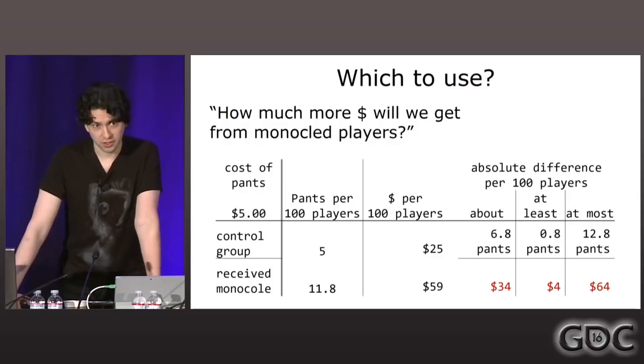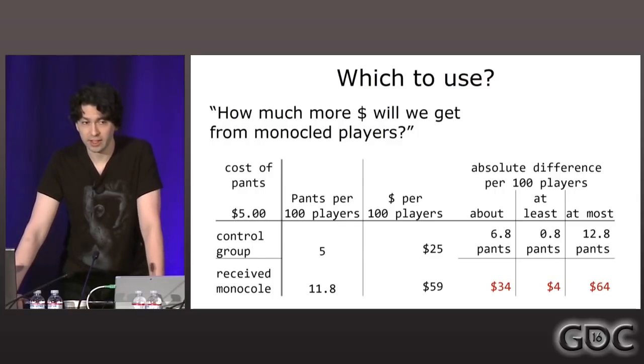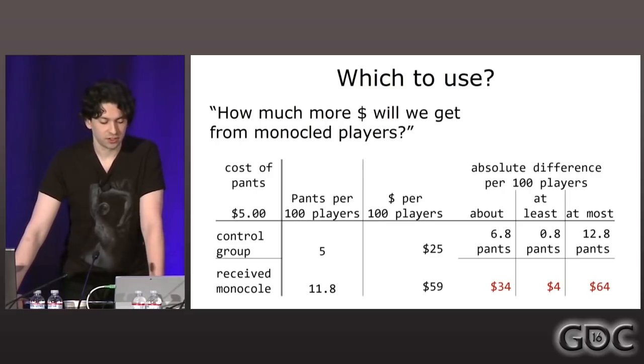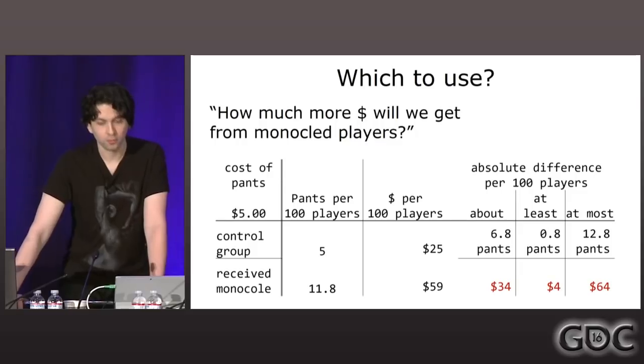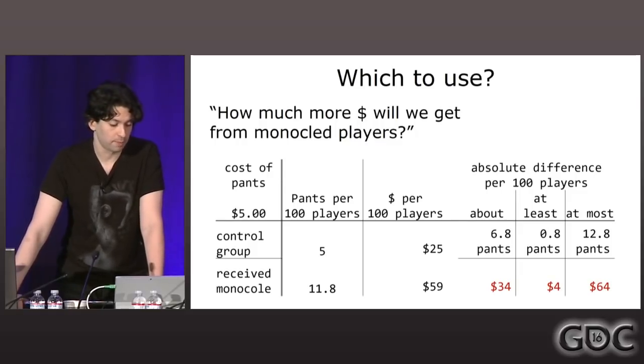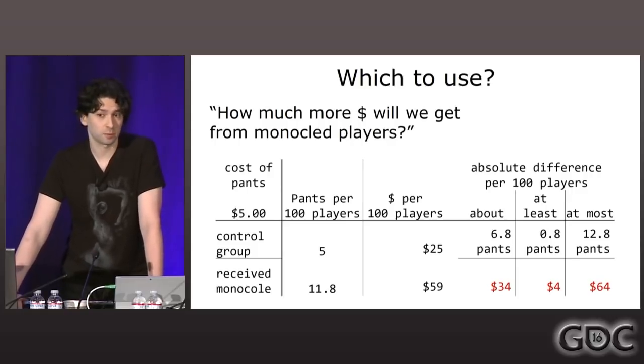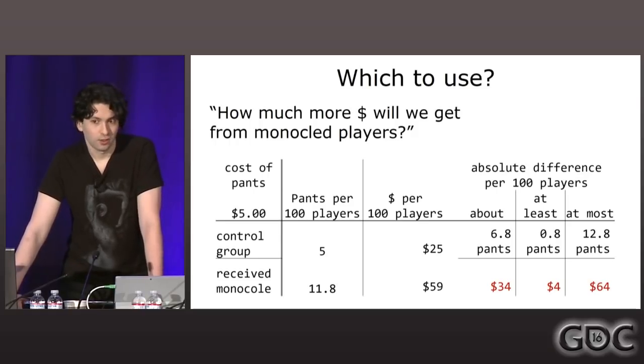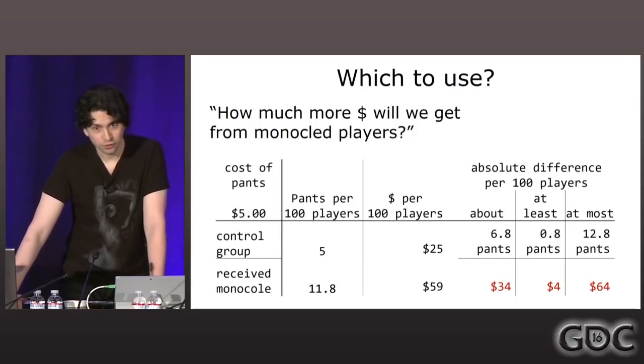Which test do we use in this scenario? Well, what question are we trying to answer? In this case, we're trying to answer how much more cash are we getting out of people by giving them the coupons. In this case, the absolute test is useful, right? 12 per 100 people in the experimental group buy pants, 5 in 100 people in the control group buy pants. So that's about $59 per 100 players in the experimental, $25 per 100 players in the control. So about a $34 difference. Or depending on that uncertainty, somewhere between $4 and $64.